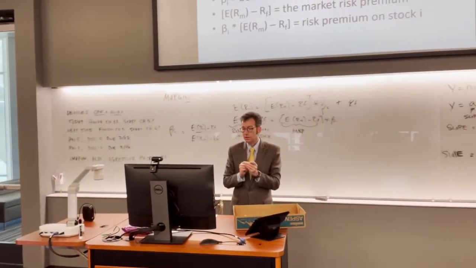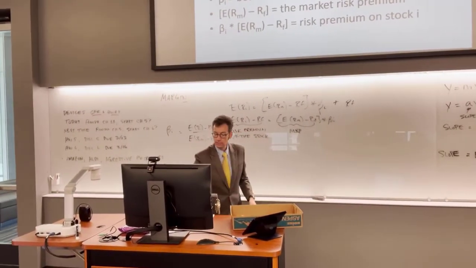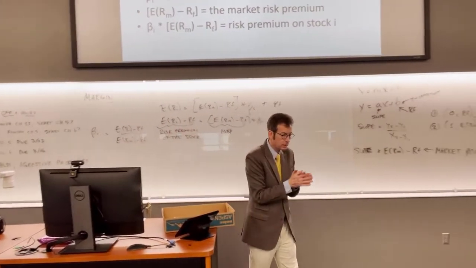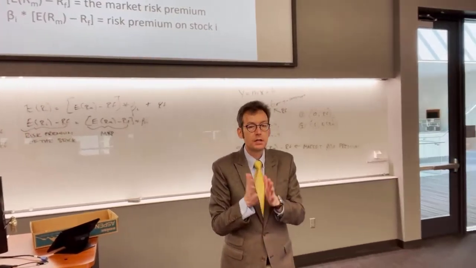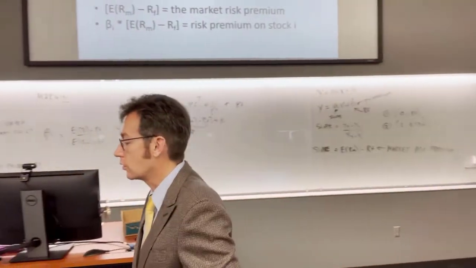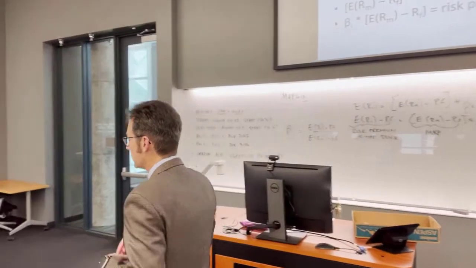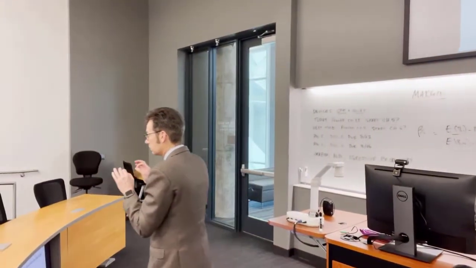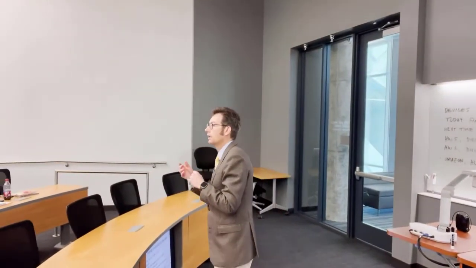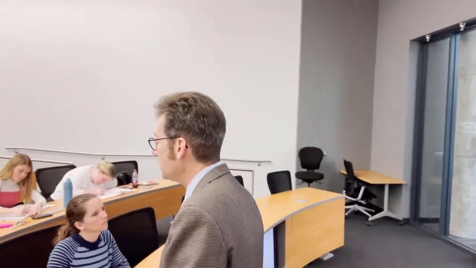Okay, let's run through some ideas of different betas and see how they affect the expected return. Let's do a special case here. What if the beta is 0? Then the expected return is just the risk-free rate, right? And that makes perfect sense. If something's not risky, it should return the risk-free rate.